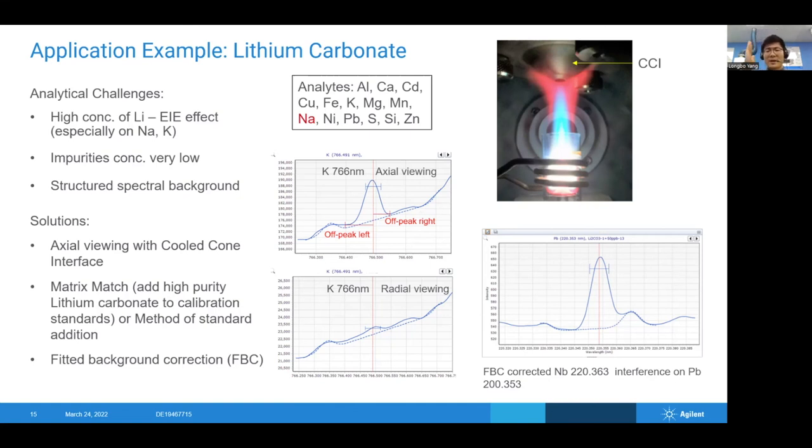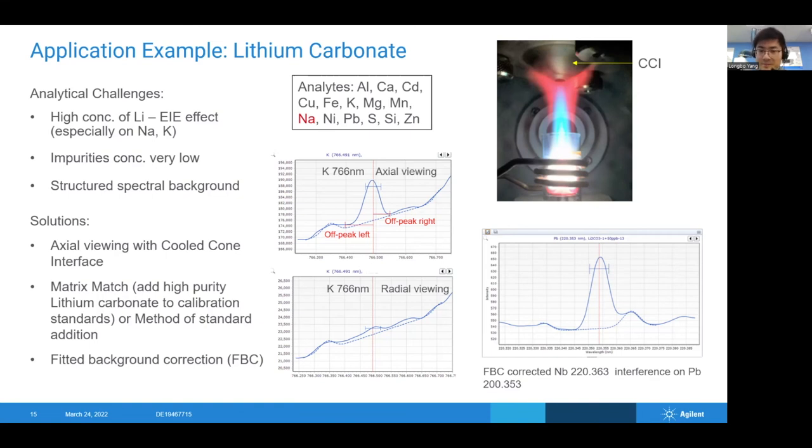So when viewing axially, our cooled cone interface can prevent the cooler plasma tail from being viewed by the optics, which reduces interferences and improves the system's tolerance to high TDS. For some of the elements, the spectral background is complex and structured, which is where our fitted background correction really shines. It mathematically models the complex background and gives you the accurate background correction.